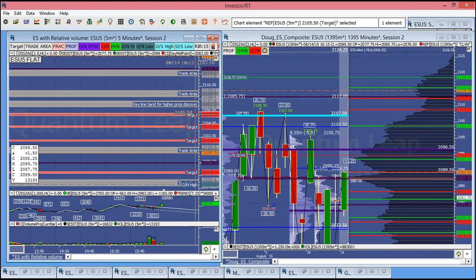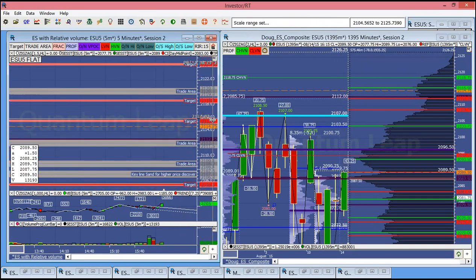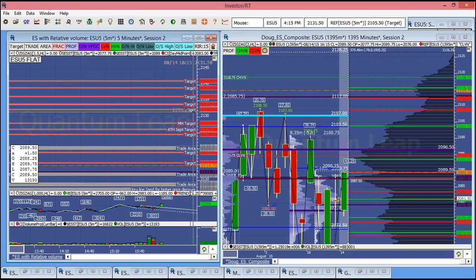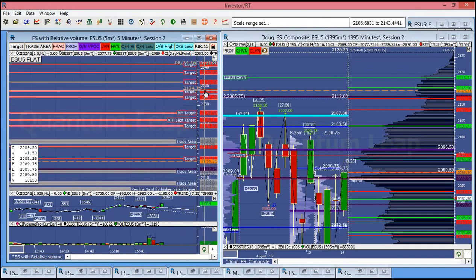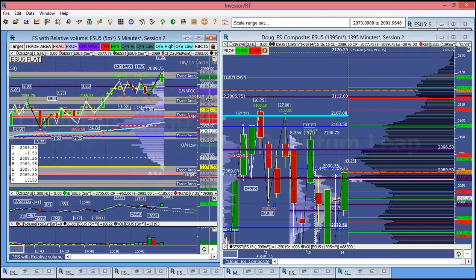0375, 0550, key line in the sand above us, 07, and then we've got 0875, call it 09, and then the 12 area, the 1475, 1550, 1875, and 20 and a quarter, and then our all-time highs and our targets above, running all the way up into that 34 all-time high in the June contract.